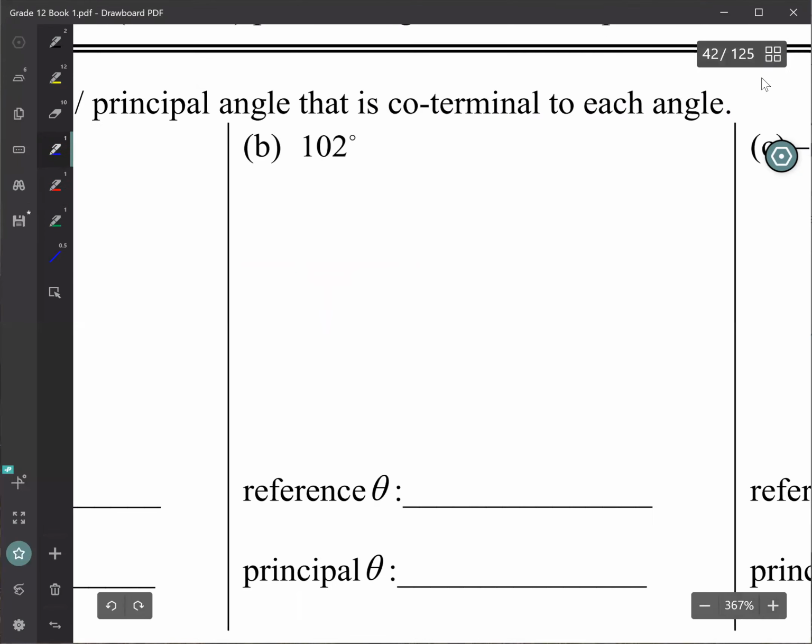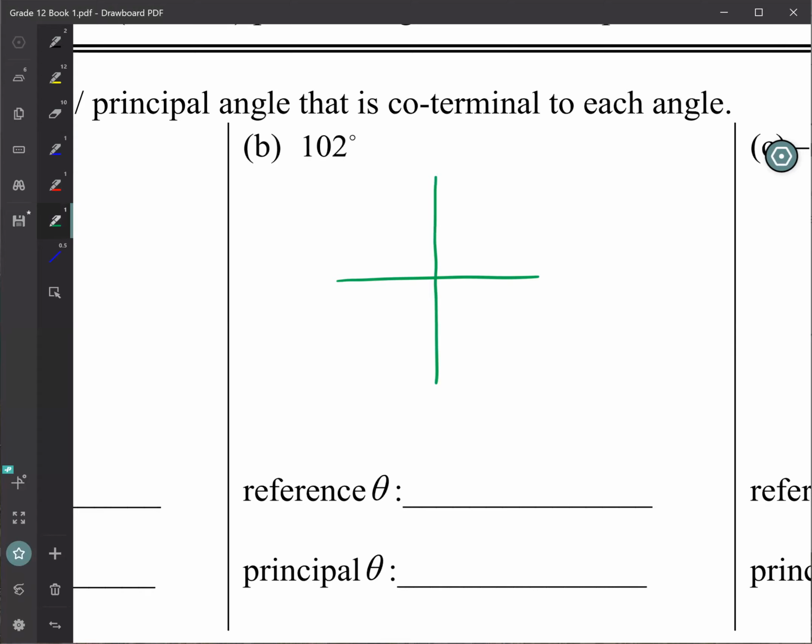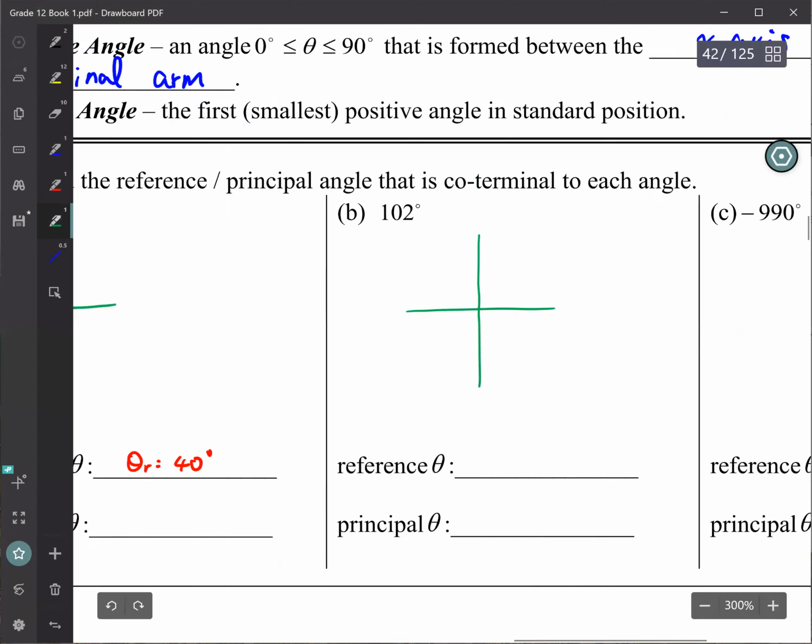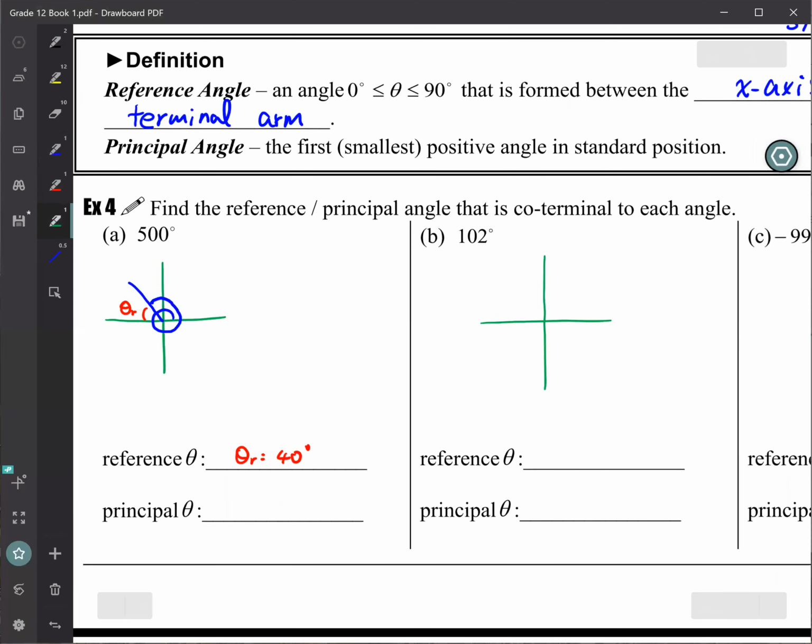We're going to do the same thing here. So once you have a picture and the reference angle, please raise your hand. Remember, the reference angle is between the terminal arm and the x-axis.